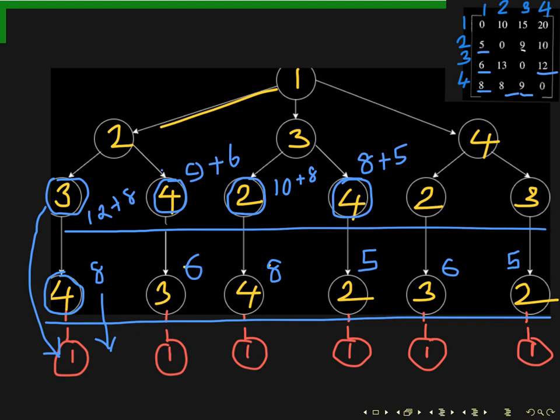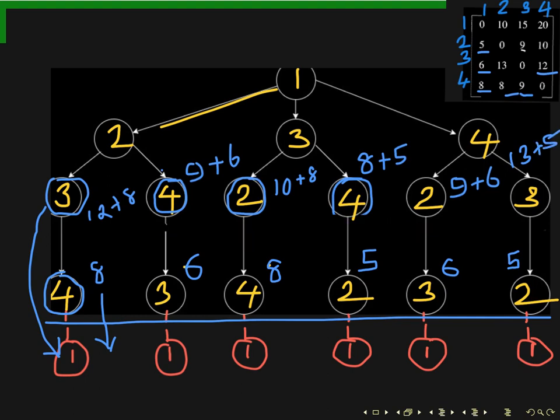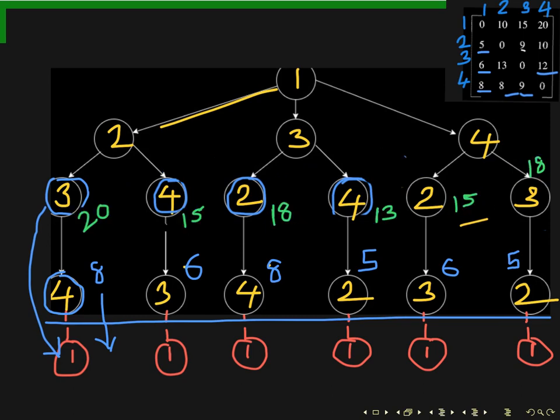And similarly, at 2 the min cost will be 9 plus 6. At 3 the min cost will be 13 plus 5. Now let me add all these values and write their sums. So the sums are 20, 15, 18, 13, 15 and 18. Now we can go to the upper level and calculate the minimum cost at each node.